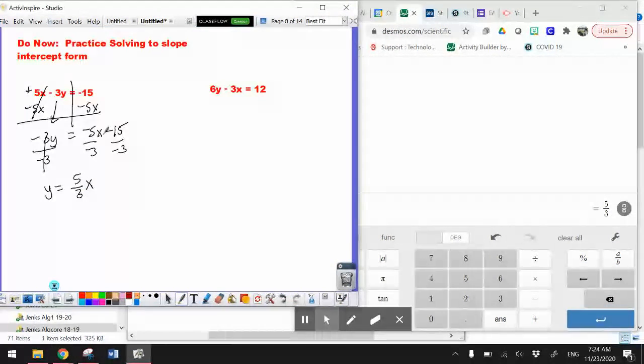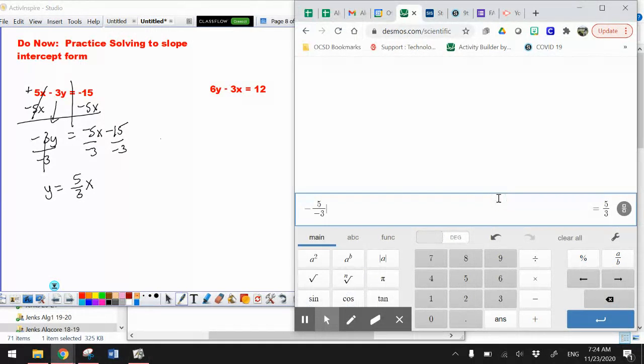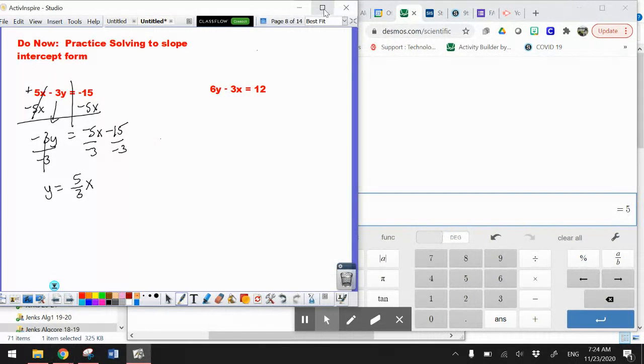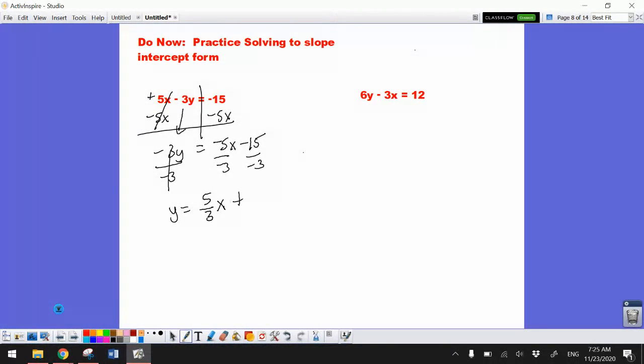And now I need to do the other one. So negative 15 divide negative 3. And I want to know what that is. Well, that's 5. So that must mean it's positive. So positive 5. Okay, so plus 5. So that's done now. So I have my slope and I have my y-intercept. And if I needed to graph, I could. Okay, let's look at the next one.